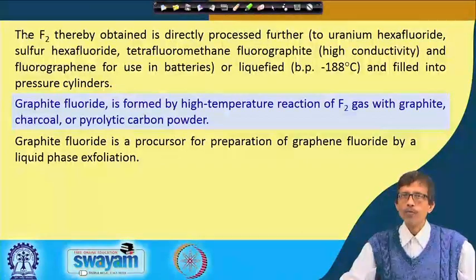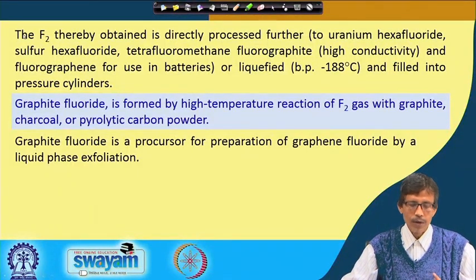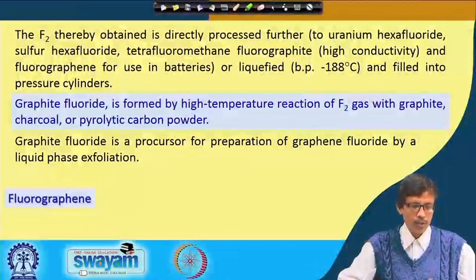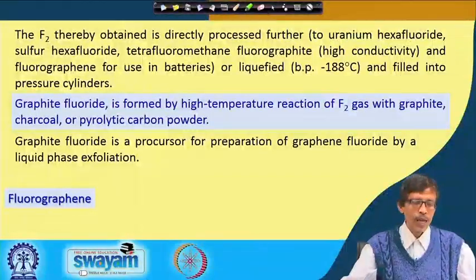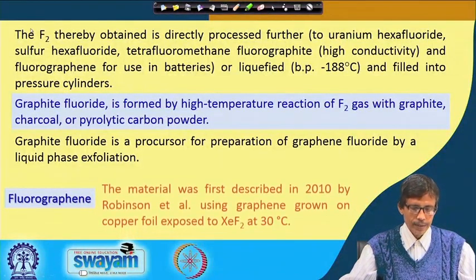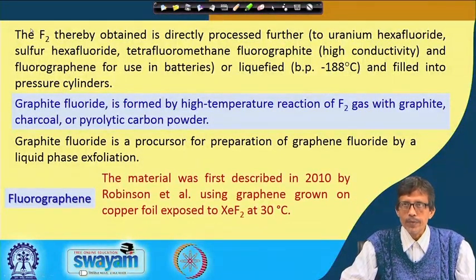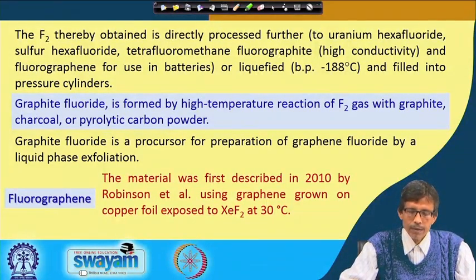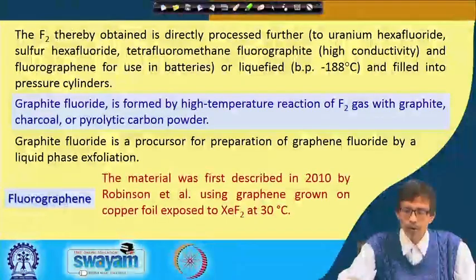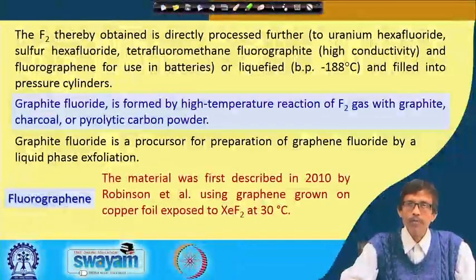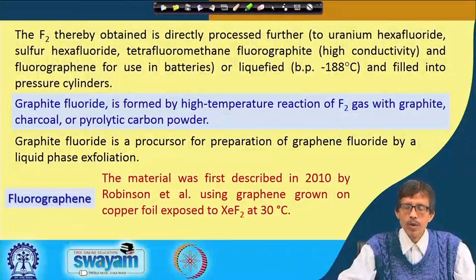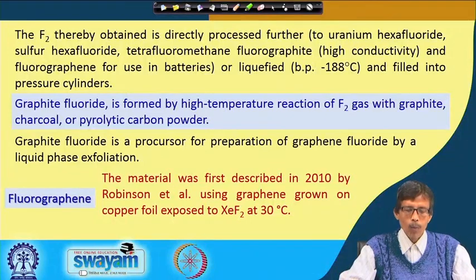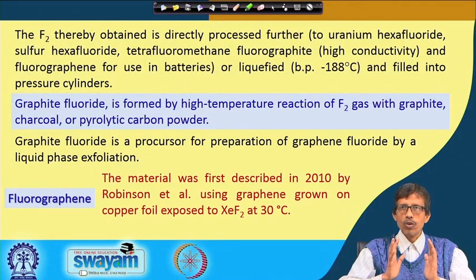So, you make the graphite fluoride or the fluorographite and then you try to get the graphene fluoride, because fluorographene is also a very important material for industrial application. Where do we use this fluorographene? Fluorographene is a material first described not very long ago, only in 2010, by Robinson et al. The person who was doing it is Robinson, using graphene grown on copper foil.